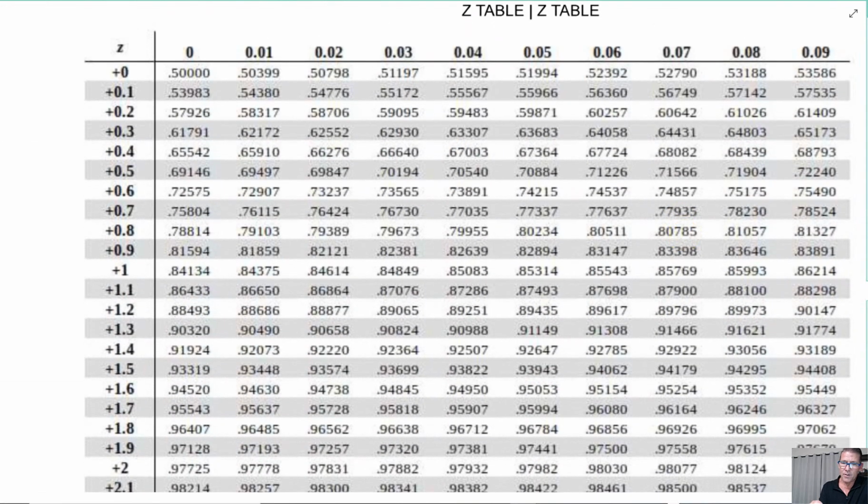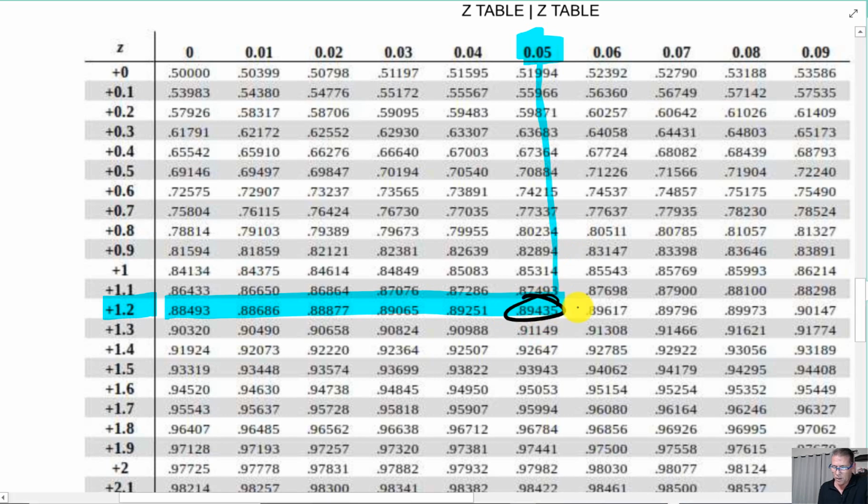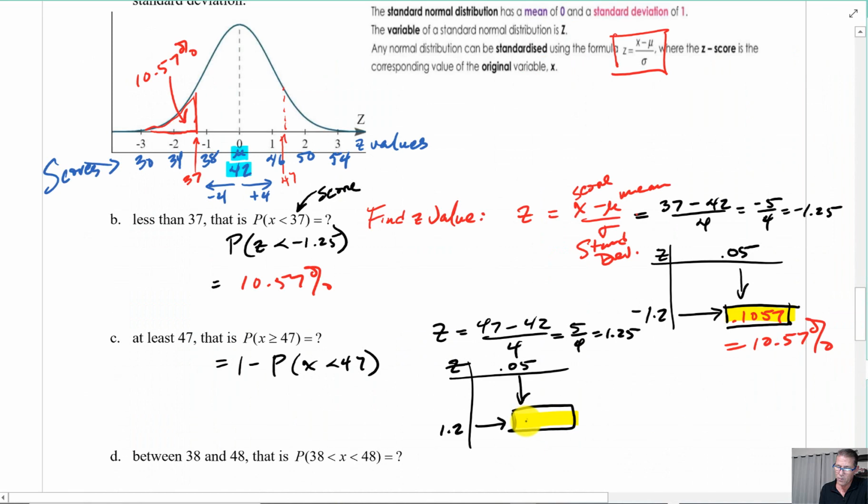And let's figure it out. So looking here, we got 1.2, and then let's go across. Go down, here is 0.05. So it's 0.89435. So 0.8944. Okay, so 0.8944.